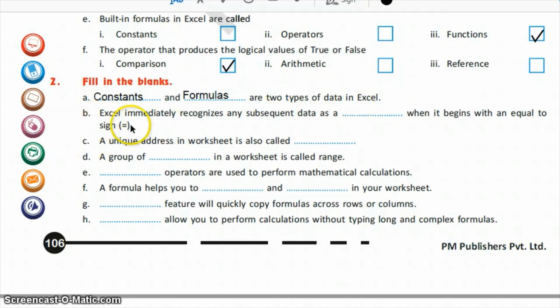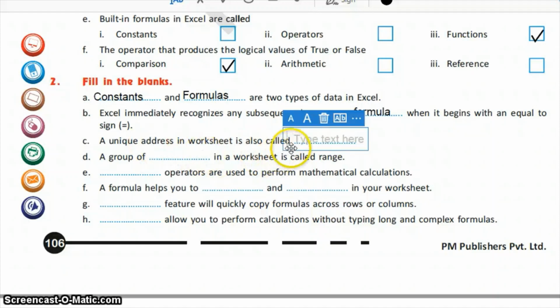Next fill in the blanks is Excel immediately recognizes any subsequent data as a dash when it begins with an equal to sign. So we know that if there is an equal to sign, Excel will recognize it as a formula. Now the next fill in the blanks is a unique address in worksheet is also called the cell reference.